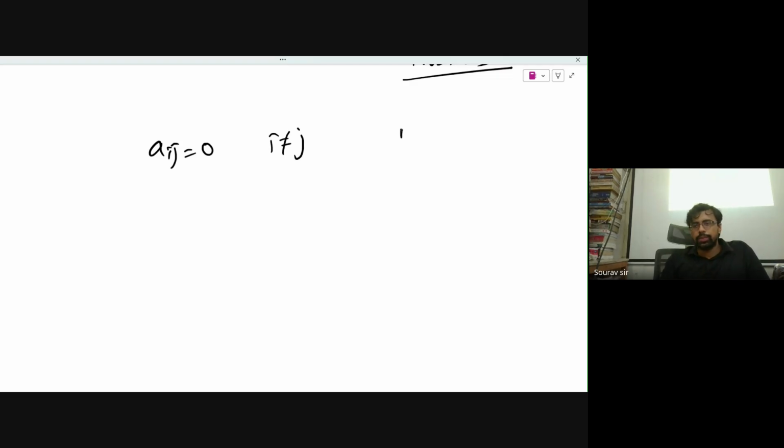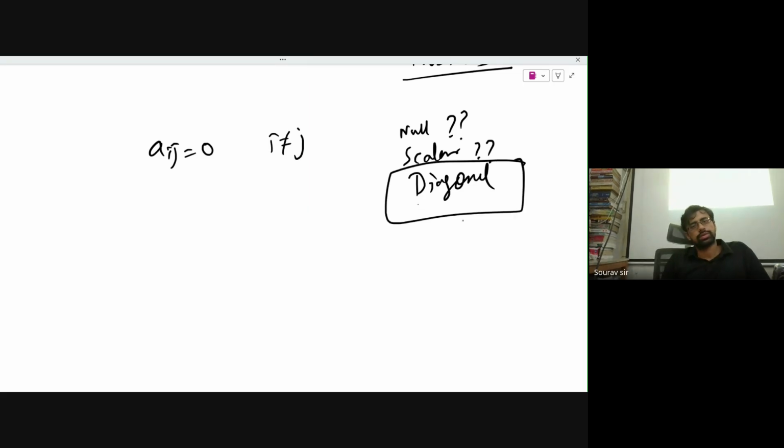One answer is null matrix. I don't know whether it's yes or no. Anyone wants to add anything? Scalar matrix. Diagonal matrix. Okay? So the answer is, in this case, it's a diagonal matrix. The answer is Aij. Aij means 1 1, 0, 2 2, 0, 3 3, 0.